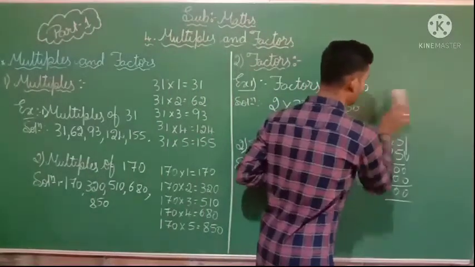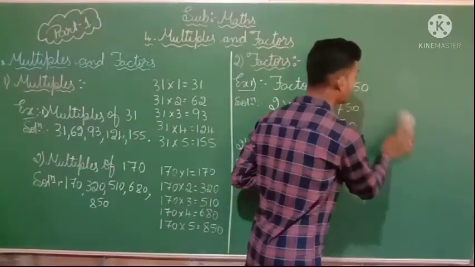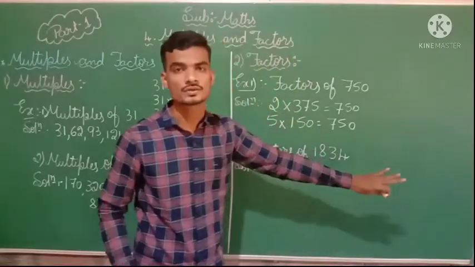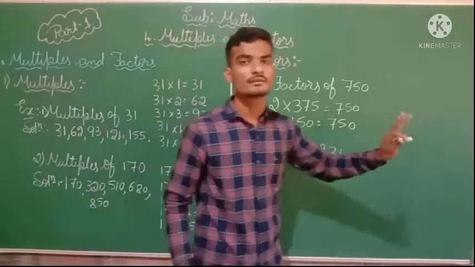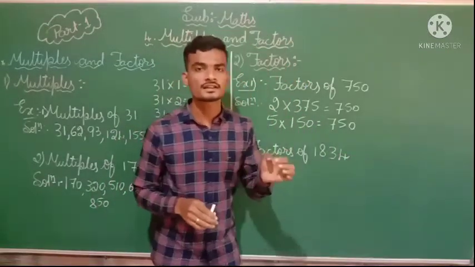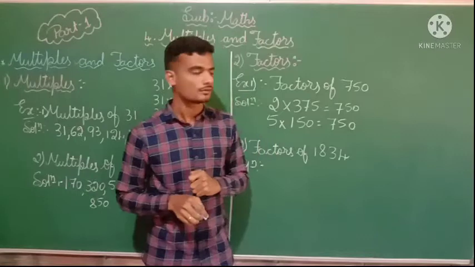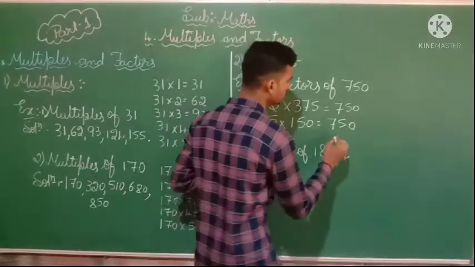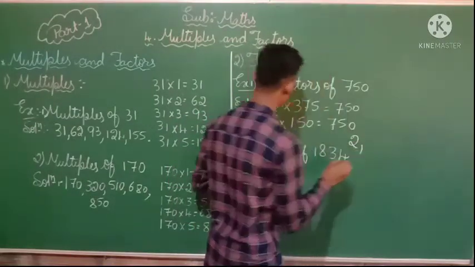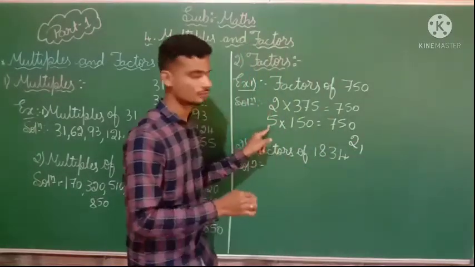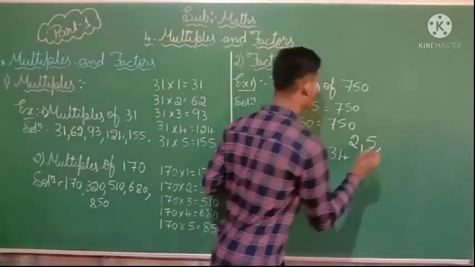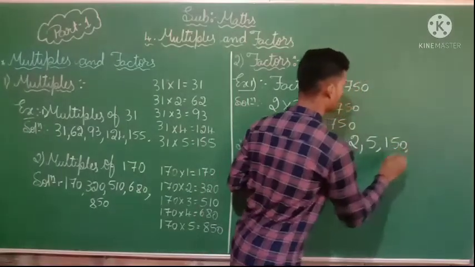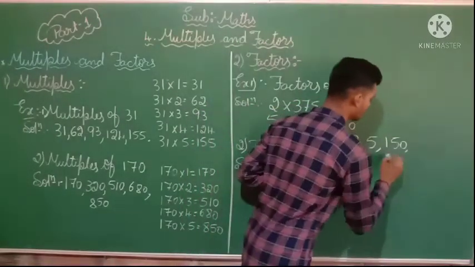In this way, you want to find the factors of the given number. The number should be divided completely; in the remainder part it should come zero. Then we decide that it is a factor of the given number. So now, what are the factors we found? See here: 2, comma, 5, then 150, then 375.